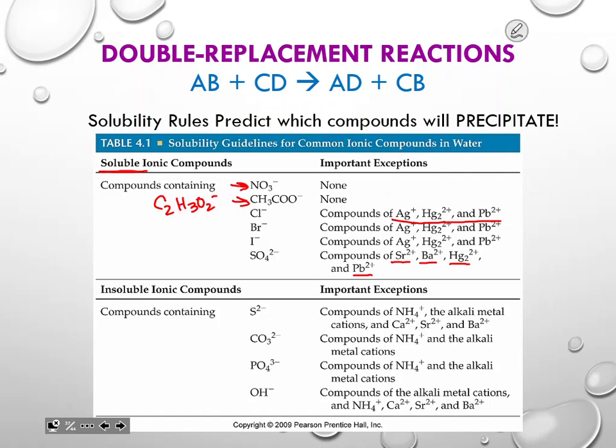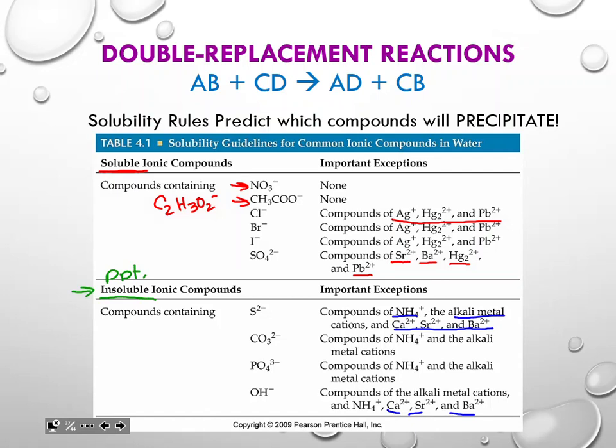Down below, the bottom part of the table is telling you which ones are insoluble. Insoluble means they're going to form the precipitate. They're going to precipitate out. So sulfides are typically insoluble except when they're with ammonium or alkali metals or some of the alkaline earth metals. The carbonates, phosphates, and hydroxides fall under a similar rule. They are typically insoluble, will form precipitates, except with ammonium and the alkali metals. And hydroxides, like sulfides, calcium, strontium, and barium will make them soluble.